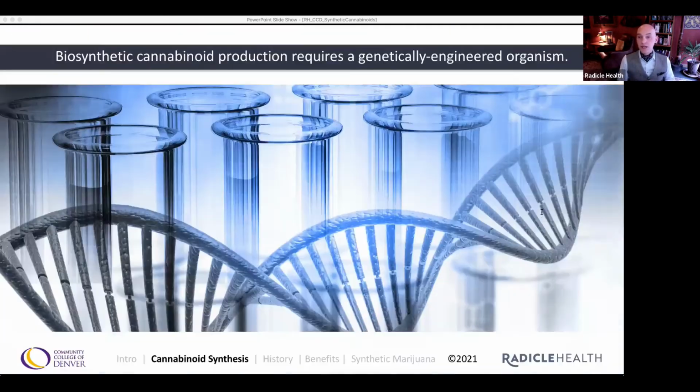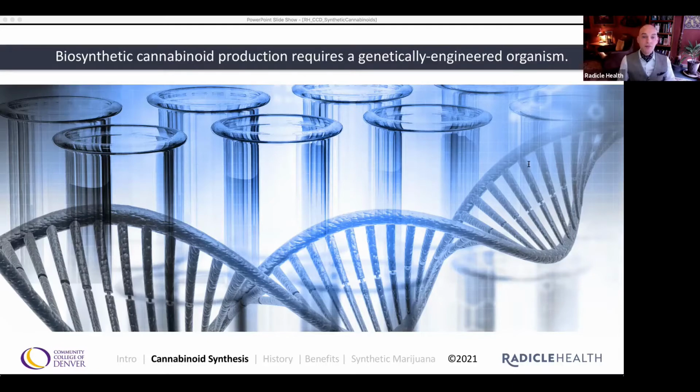So to produce cannabinoids using biosynthetic processes, you have to start with a biological organism that's been genetically engineered. So changes are made to the organism so that its cells produce the enzymes required to create the desired byproduct. This genetic modification kind of hijacks the organism's natural chemical processes to create the desired output. And DNA modification is difficult, it's expensive, it requires years of research and development to perfect, but it's happening right now.